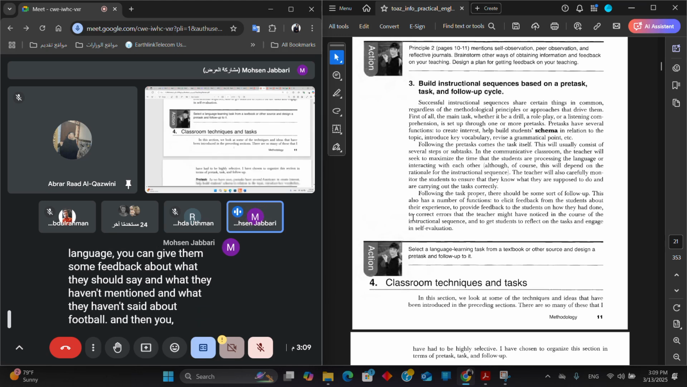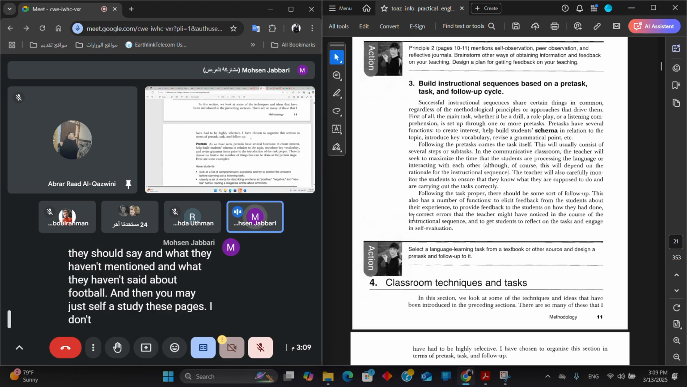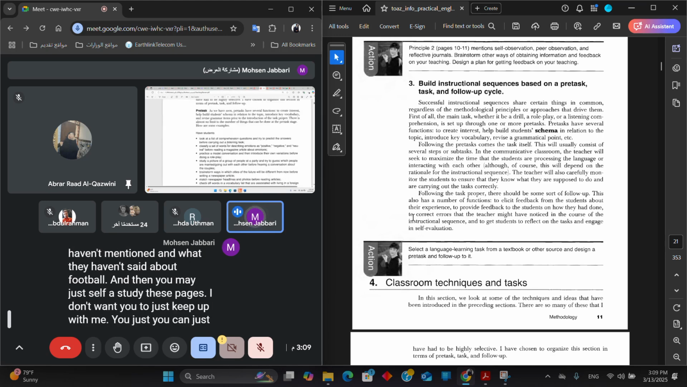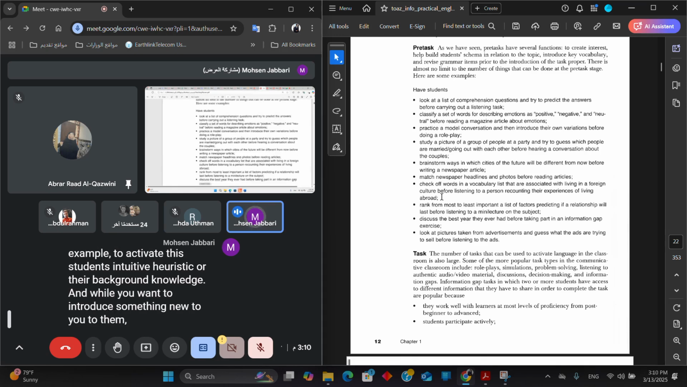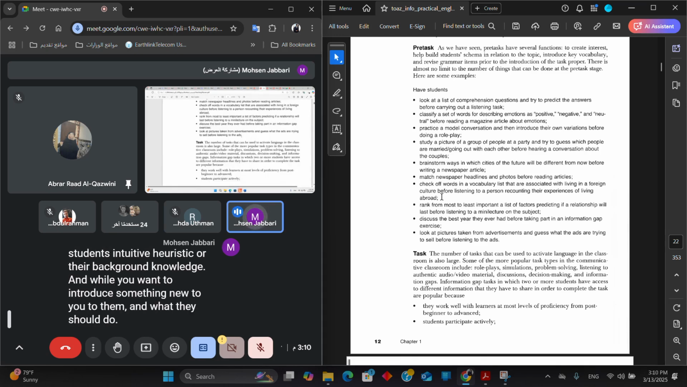And then you may just self-study these pages. I don't want you to just keep up with me. You can just have a look at these, let's say, activities about how, for example, to activate students' intuitive heuristic or their background knowledge, and while you want to introduce something new to them, and what they should do when they're exposed to the task, and mention different types of tasks.